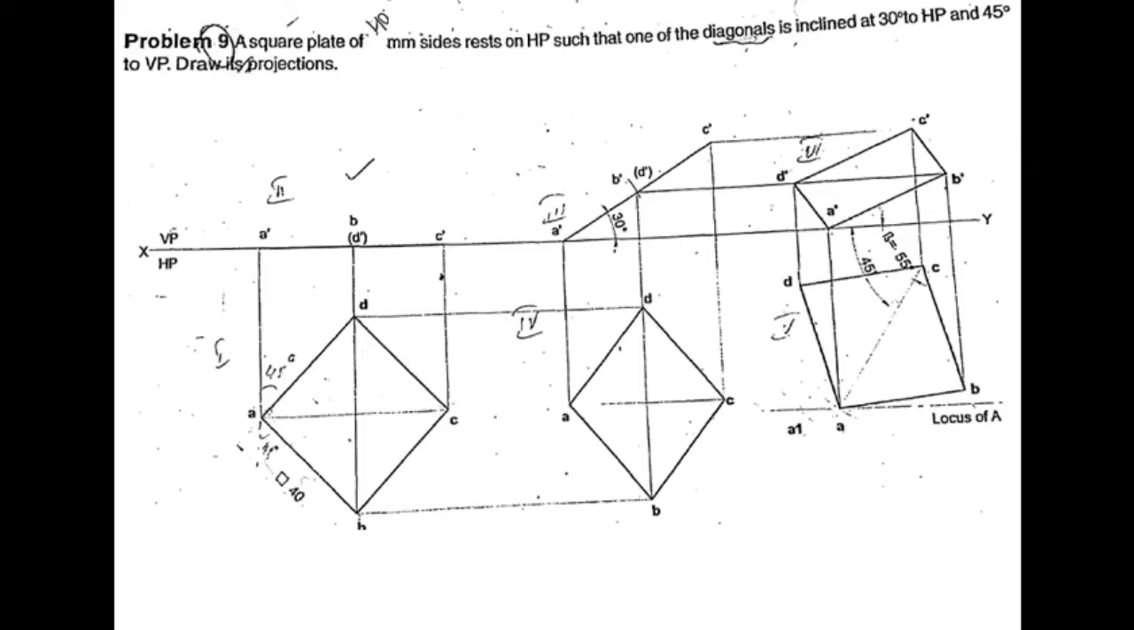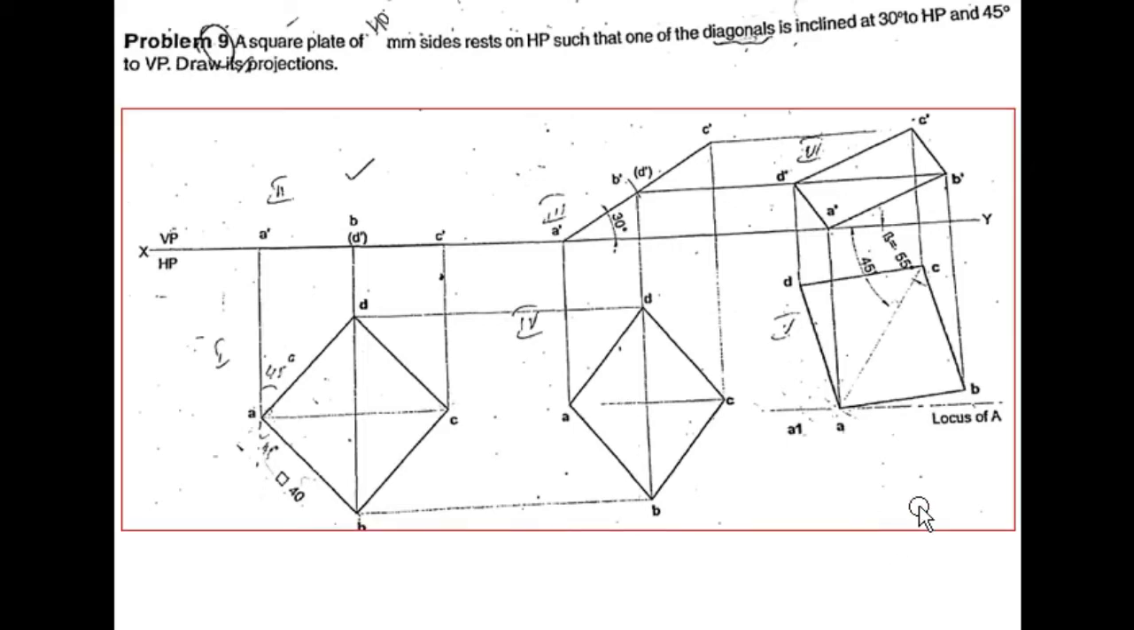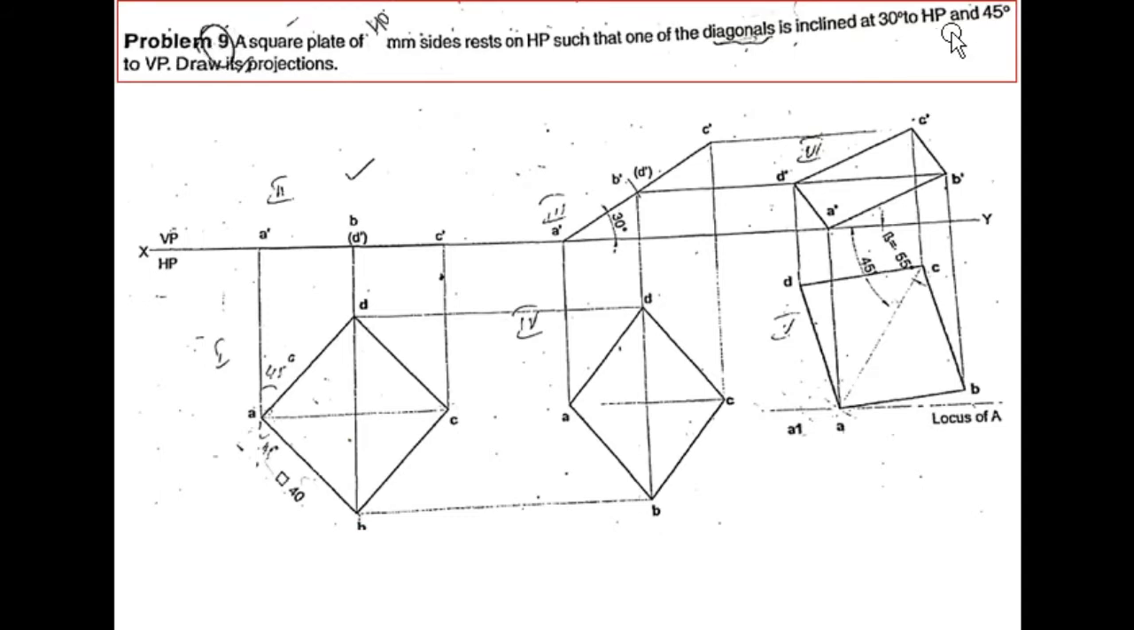I welcome you all for today's class on projection of planes. The problem which I am going to explain is on a square lamina. The problem which I have been explaining is a beta angle problem. So how it is a beta angle problem, I will explain it.